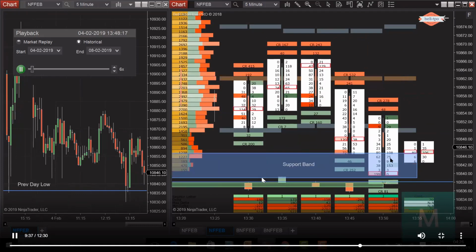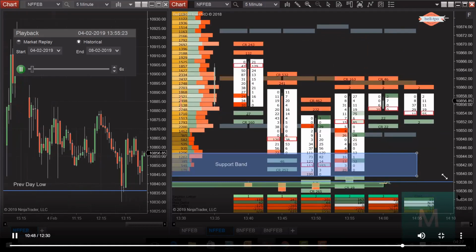Again, price is coming and touching that zone. You can see the seller absorption is happening at that support band, and it tends to bounce back from there. Right, so it exactly bounces back from there. So that is one more re-entry point. So it is also a combination of 2 strategies.